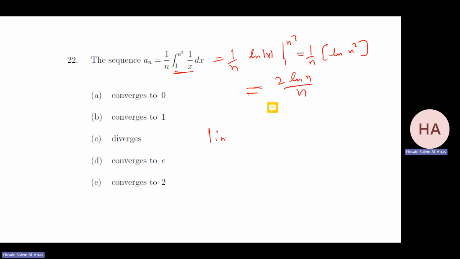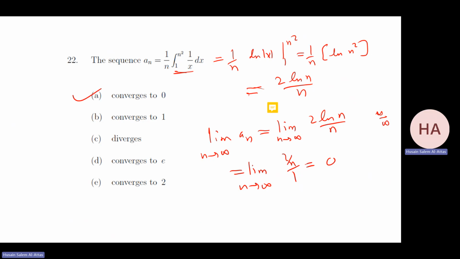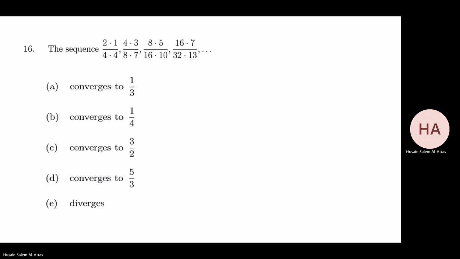So now we need to find the limit of an as n goes to infinity. That will be the limit as n goes to infinity of 2 ln n over n, which is infinity over infinity. I can use L'Hopital's rule, and I will get the answer. It will be 2 over n over 1, and that will be 0. So let's compare just to 0. This one, 2 over 4.